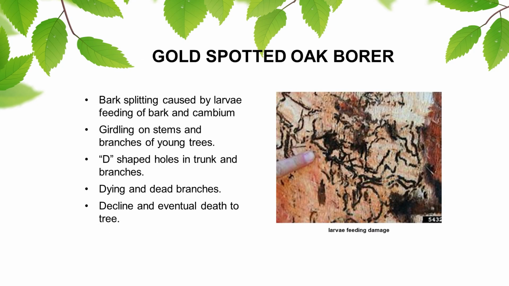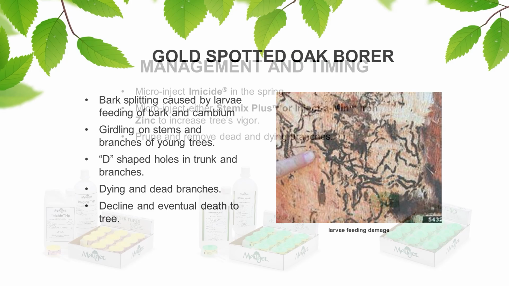Gold-spotted oak borer symptoms. Gold-spotted oak borer damage includes bark splitting that is caused by the extensive feeding in the cambium of the host tree. The feeding activity causes girdling on the stems and branches of young trees. The emerging adults create D-shaped holes in the trunk and branches. Affected trees will have dying and dead branches. This will lead to the decline and eventual death of the tree without an effective management program.